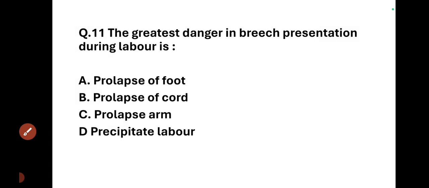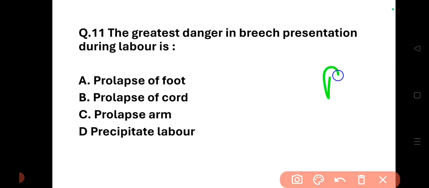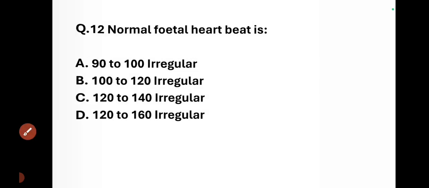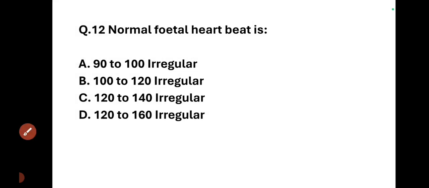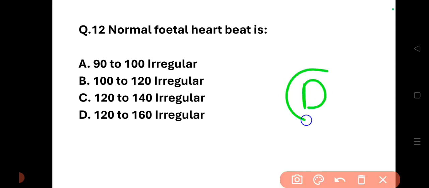Question number 11. The greatest danger in breech presentation during labor is? The right answer is option B, prolapse of cord. Question number 12. Normal fetal heartbeat is? Right answer is option D, 120 to 160, irregular heartbeat.